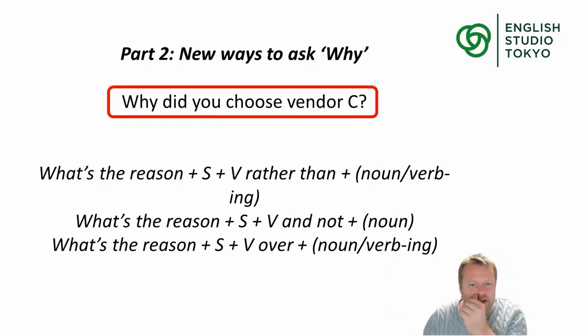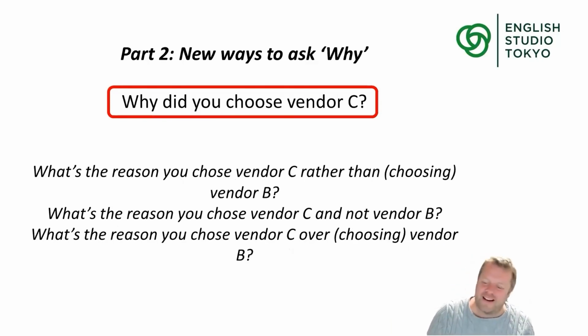So again, we'll just put these examples in here. And I know you're going to see it a lot. Sorry about that. What's the reason you chose vendor C rather than vendor B? What's the reason you chose vendor C and not vendor B? What's the reason you chose vendor C over vendor B? So what's the reason you chose?